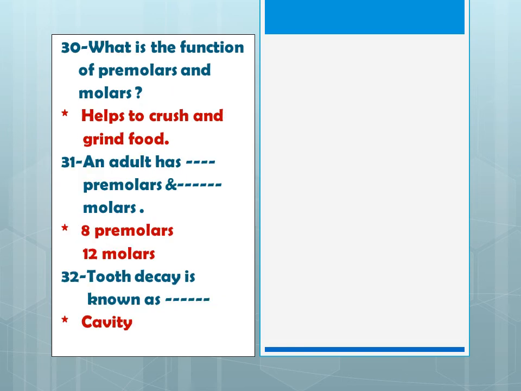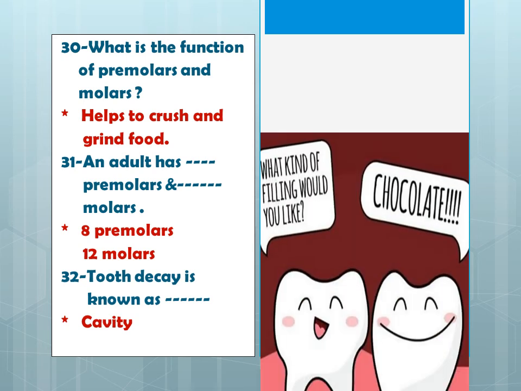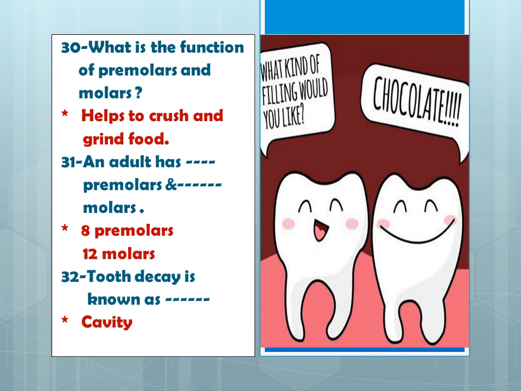What is the function of premolars and molars? Helps to crush and grind food. An adult has dash premolars and dash molars. 8 premolars and 12 molars. Tooth decay is known as dash. Cavity.